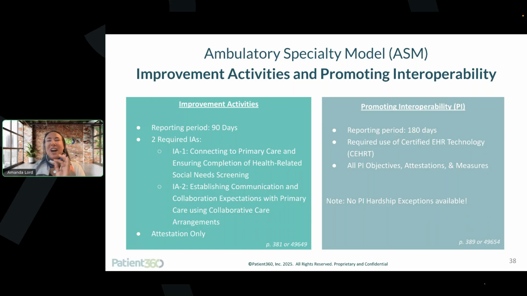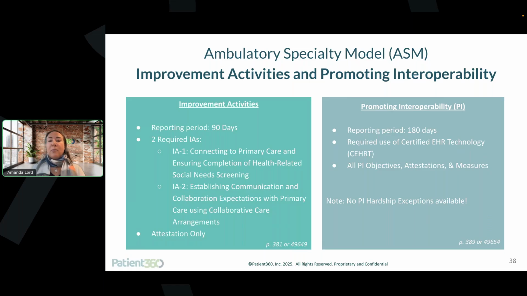So for not doing it, you're going to get negative. For doing it, you don't get anything. So it's not like MIPS where if you do the IAs, you receive 15 points. Instead, if you do them, you get nothing. And if you don't do them, you receive a reduction from your total score. We're going to show you a breakdown of the category weights and scoring adjustments on the next slide.